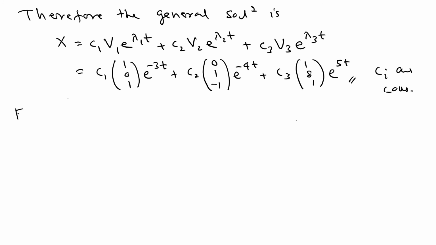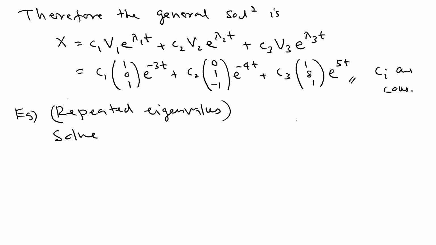So let's do one last example, again a 3 by 3 matrix. Let's do one with repeated eigenvalues. So let's say solve x prime equals the matrix 1, -2, 2; -2, 1, -2; 2, -2, 1 times x. So this is the system. It's already written in the right form.